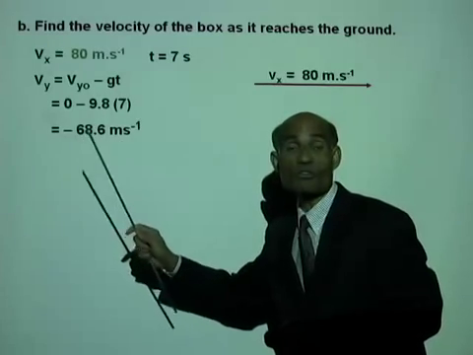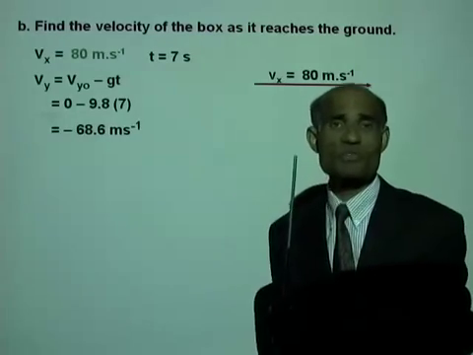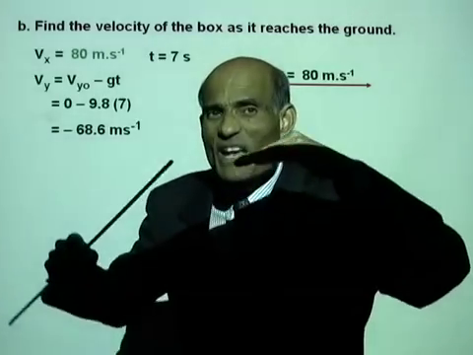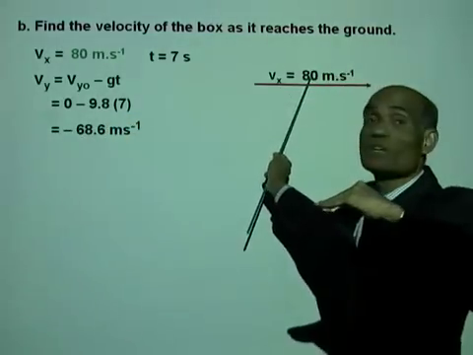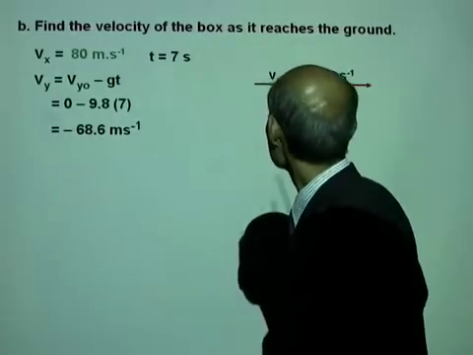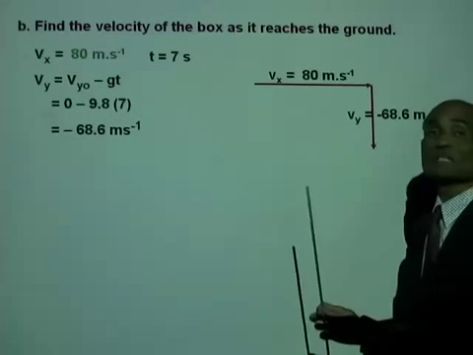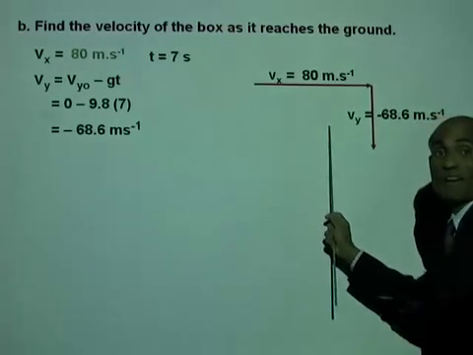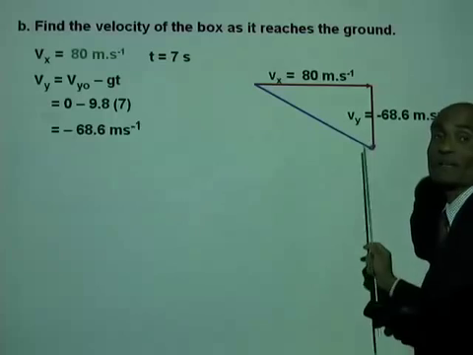So that means the box, when it falls to the ground, the instant when it falls to the ground, I know most of you would say, but doesn't the box come to a rest? Yes, it will. But the instant when it touches the ground, it has a horizontal velocity and a vertical velocity, which is this. So the vertical velocity is negative 68.6 meter per second. Therefore, the resultant velocity will be this vector, and this is what we need to find.